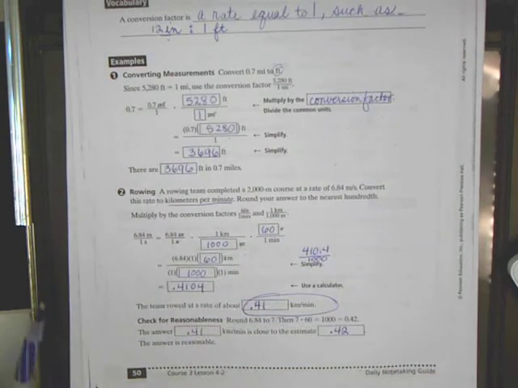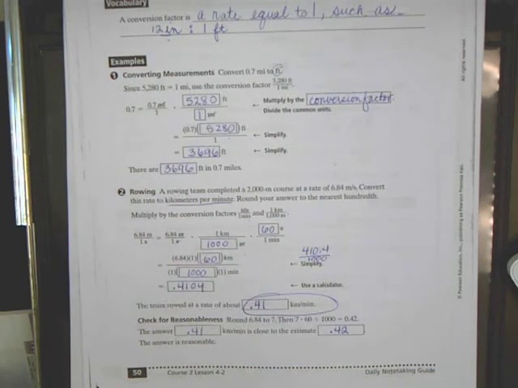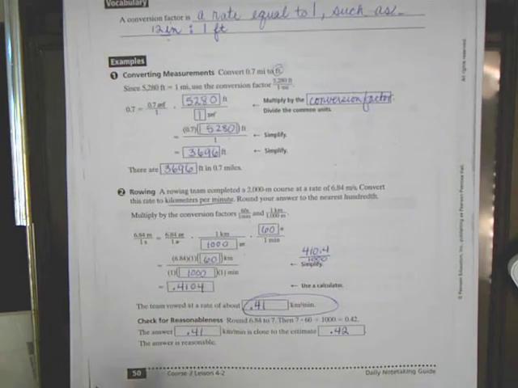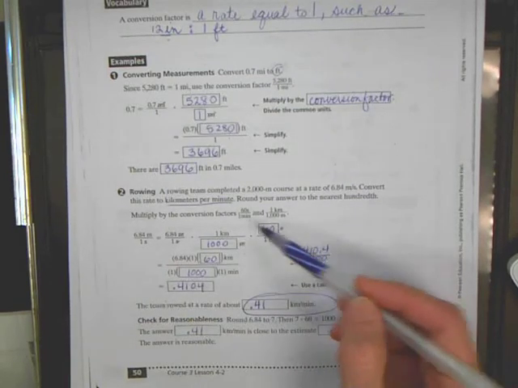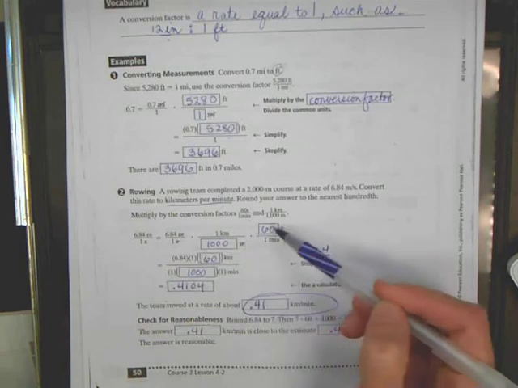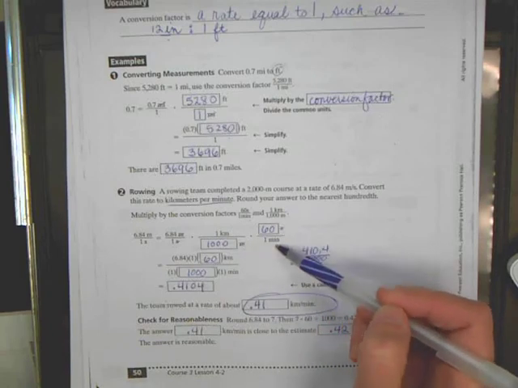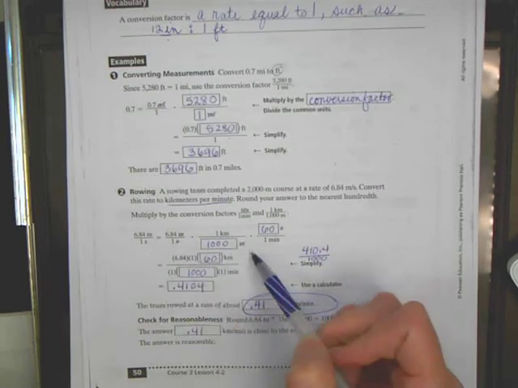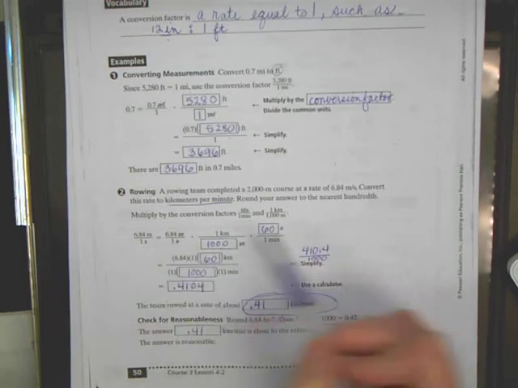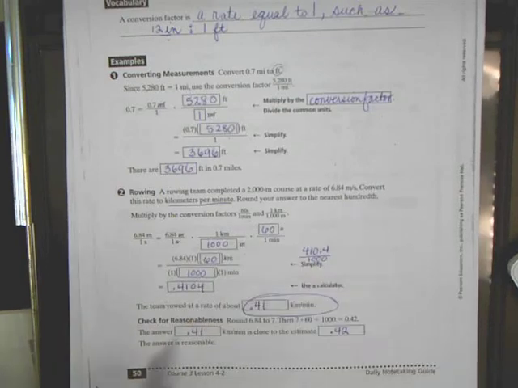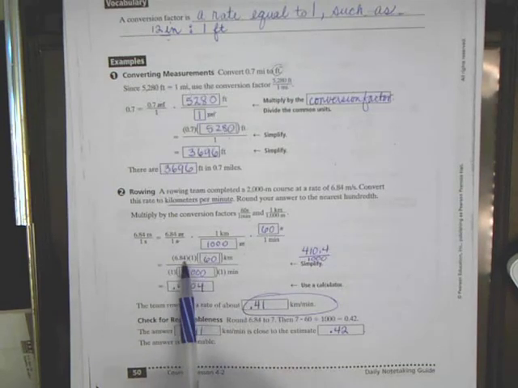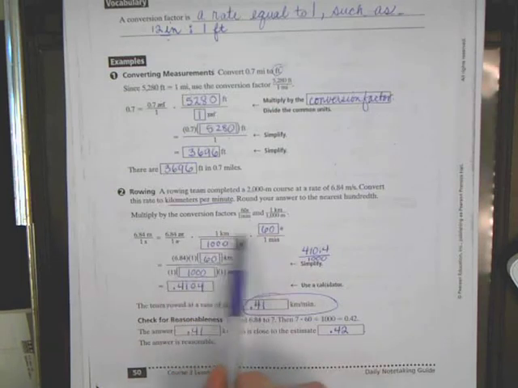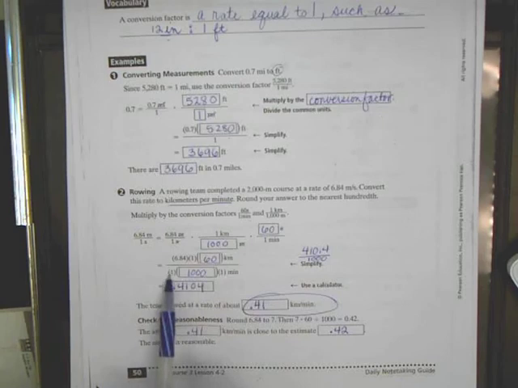So I set up what I know, 6.84 meters per second, so over 1 second, and multiply by both conversion factors, 1 kilometer to 1,000 meters times 60 seconds to 1 minute. I'm going to cancel out the common units of meters and meters here, seconds and seconds here. Now I'm left with the numbers 6.84 times 1 times 60 and the label of kilometers. It's the only remaining label up there. Here, 1 times 1,000 times 1 and the label of minutes.